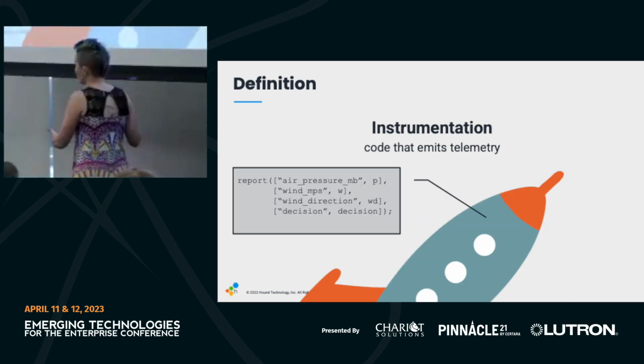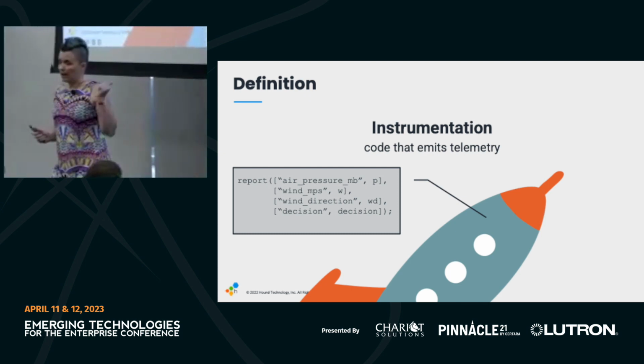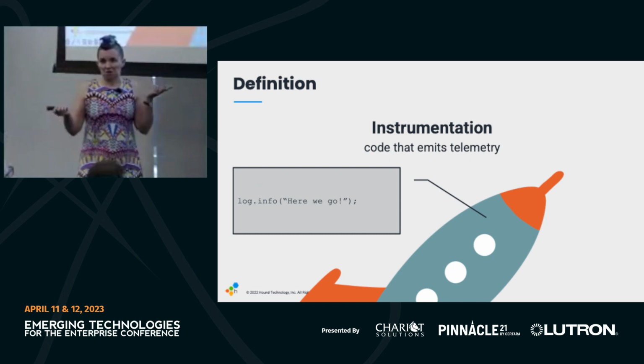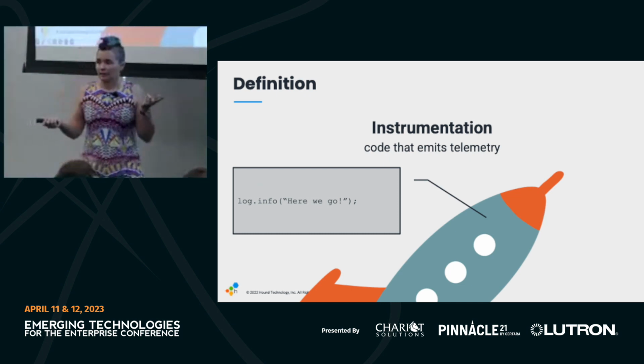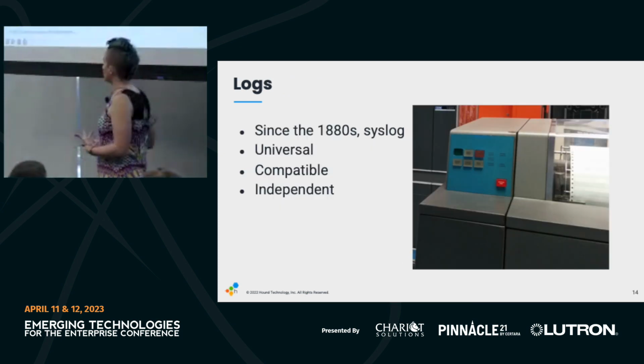We get that data from code. We put code into the software to make it tell us stuff. And that code is called instrumentation. So this can look like a log statement, something as simple as that. It's there for our purposes.